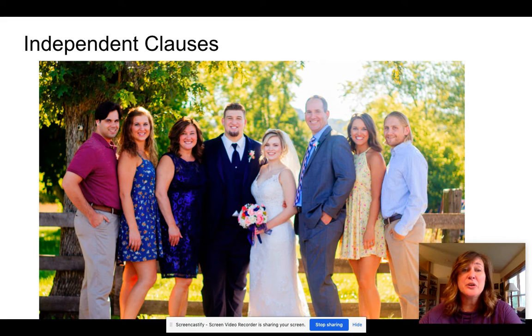Next, our little dependent clauses became independent clauses. Here they are, all married. They are now independent of us. They are clauses the whole way through, from birth until now. They are still clauses.